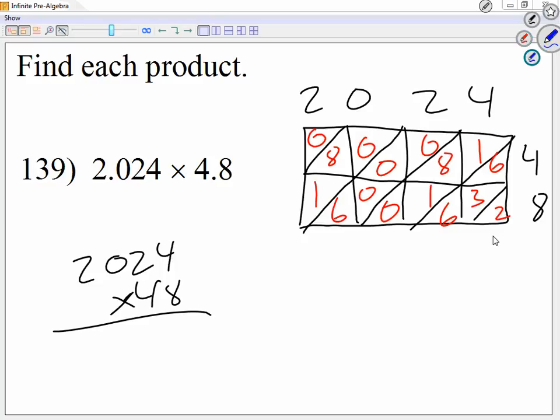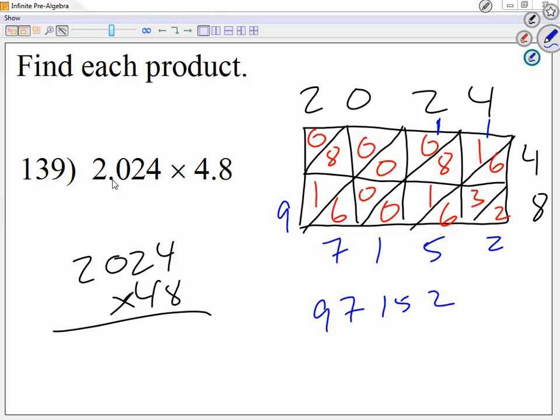Now when I add my columns, that's a 2. 6 plus 3 plus 6 is 15. Carry a 1. Now here, 1 plus 1 plus 8 plus 1 is 11. Write the 1. Carry the 10. 1 plus 6 is 7. 8 plus 1 is 9. So my numbers are 97152. I need a decimal point.